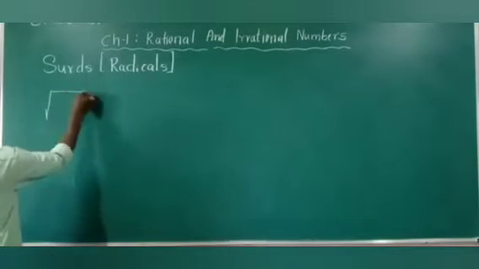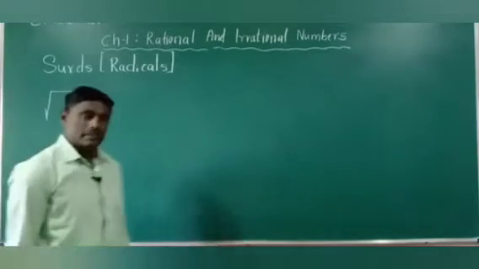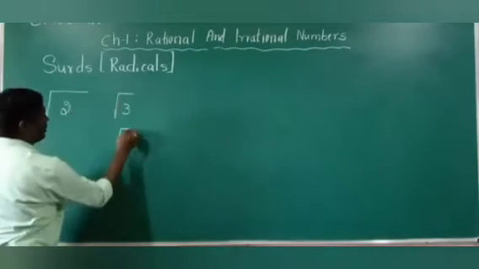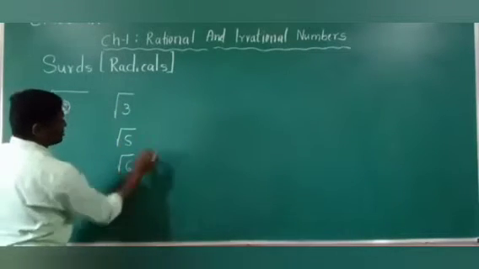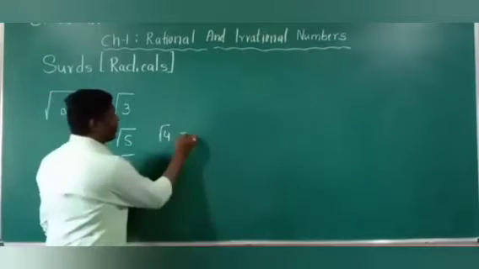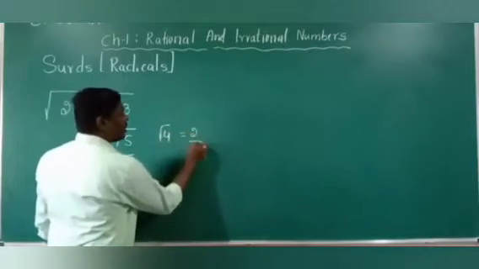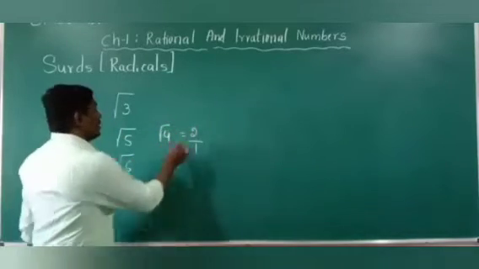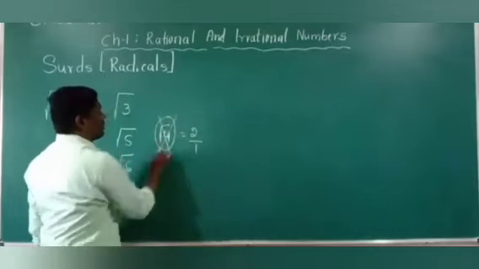Irrational roots. You already know irrational numbers from the previous classes: root 2, root 3, root 5, root 6, root 4. Is root 4 an irrational number? No, because the square root of 4 is 2, and 2 can be represented as 2 by 1. So it's a rational number. Therefore, root 4 is not an irrational number.